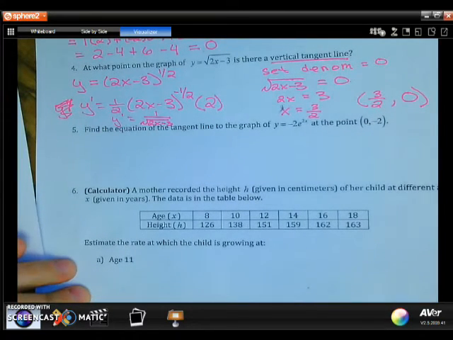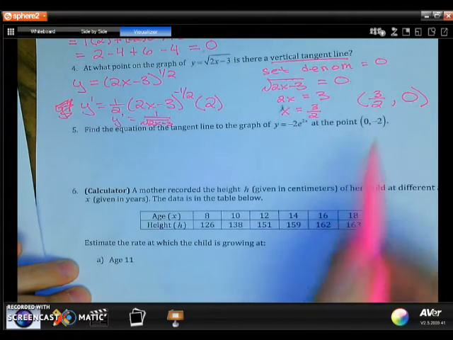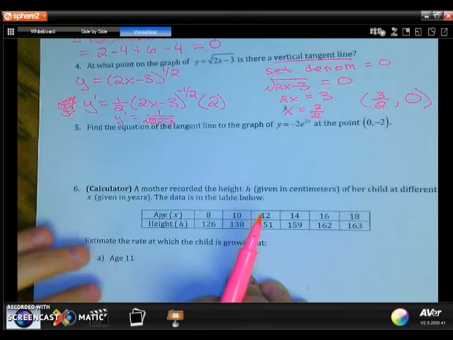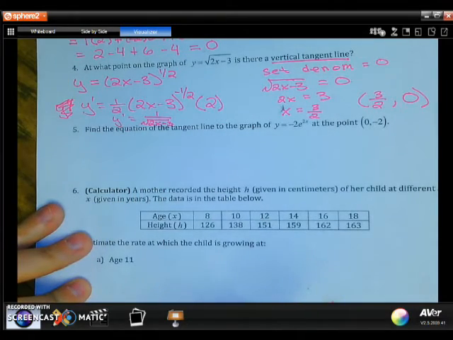So 5, find the equation of the tangent line to this graph at the point. Oh, so this is nice because they gave us the x value and the y value of the point. Okay, and when you see equation of the tangent line, you should be thinking: take a derivative, then use the point slope formula. So I'm going to take the derivative and then use the point slope formula.